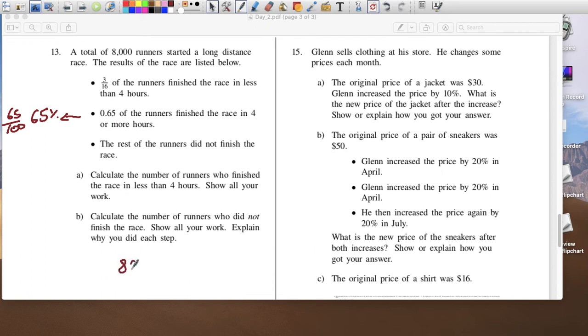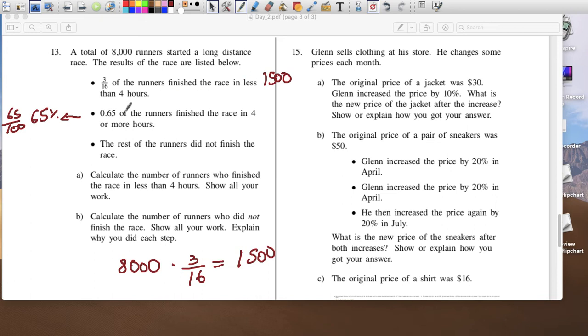So there were 8,000 runners. I'm going to multiply that by 3/16. So if I divide 8,000 by 16, I get that this equals 1,500. So 1,500 runners finished the race in less than 4 hours.